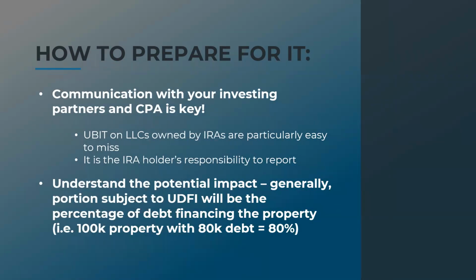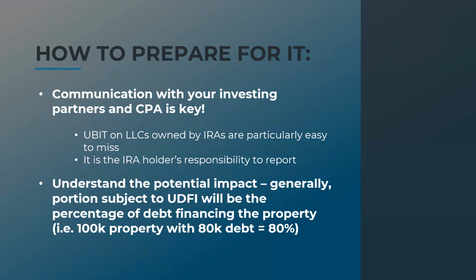So how do we prepare for it? Well, communication with your investing partners and CPA is key. I mean, obviously knowledge is first and foremost, understand it, but UBIT on LLCs owned by IRAs are particularly easy to miss. It's very simple if you had a self-directed IRA to go out and get a checkbook LLC where you're starting to put money to work.